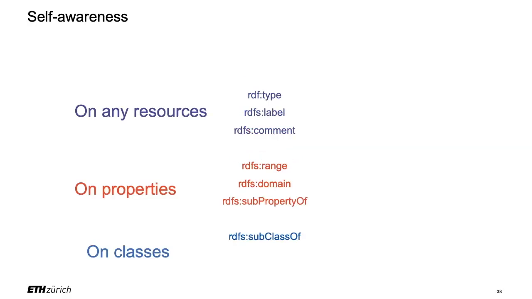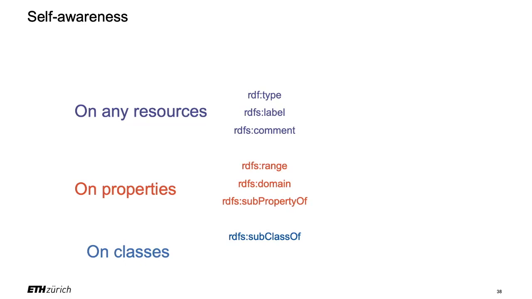You can then have self-awareness because the whole system can reason about itself. And for example, any resource can have a type, any resource can have a label, and any resource can have a comment, right? So these are properties. There are properties on properties, because a property can have a range and a domain, just like a function, right? And a property can be a sub-property of another property, right? It means if A is a sub-property of B, then whenever A is true on a subject and object, B is true as well, right? So A is a sub-property. And then you also have the property subclass of. For example, university is a class that is a subclass of institution, for example, right? So that's the sort of things you can do.